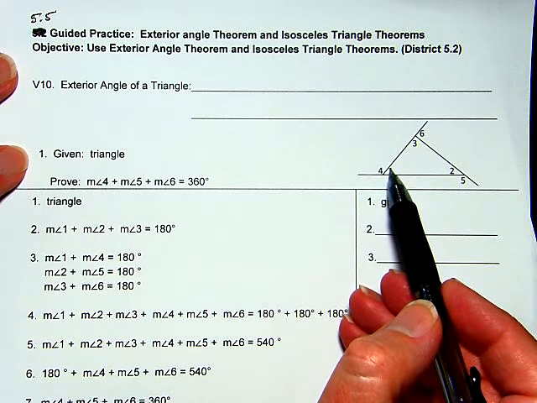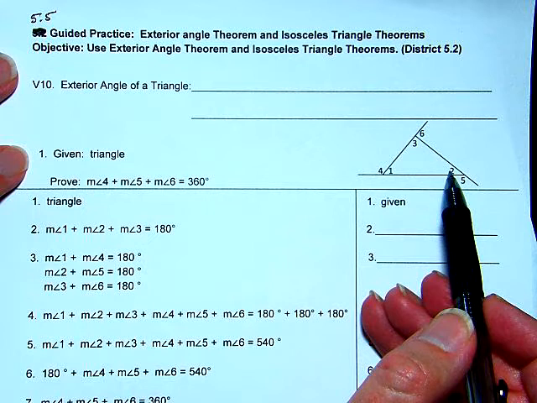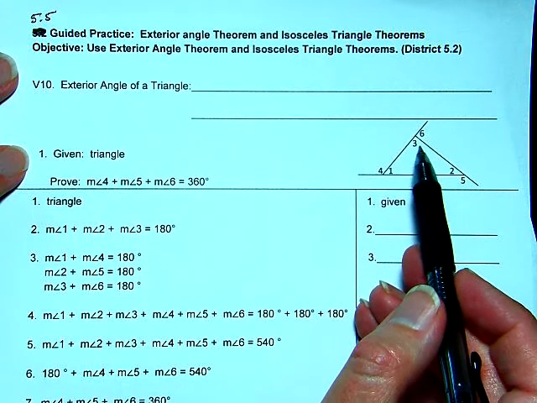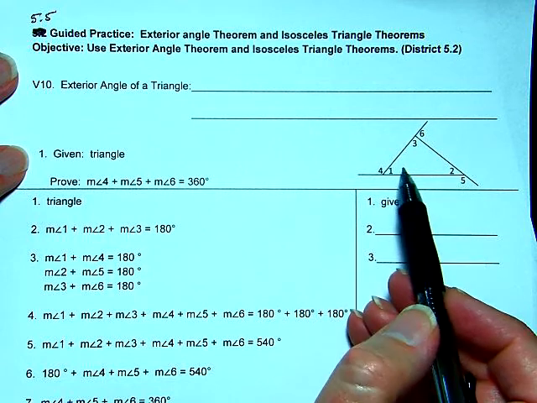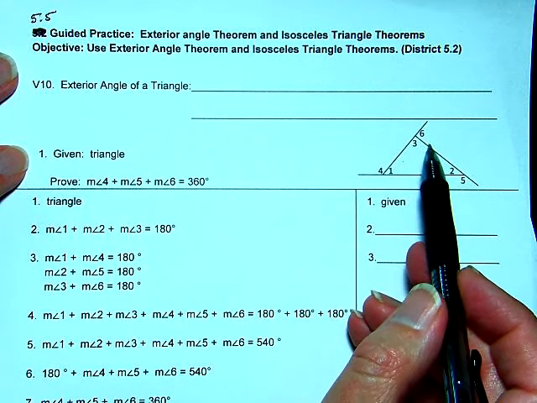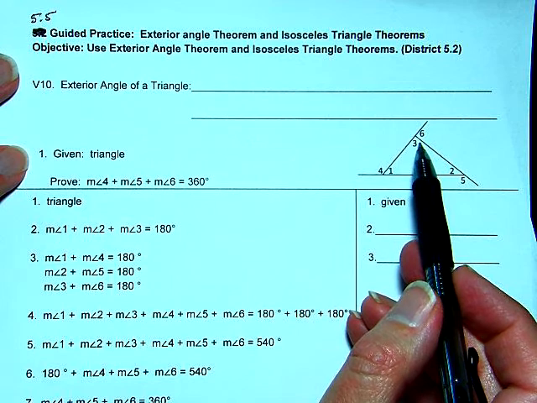What we've talked about so far are angles 1, 2, and 3. These are the interior angles of a triangle. But as you can see in this diagram, 5, 4, and 6 are the exterior angles of a triangle.